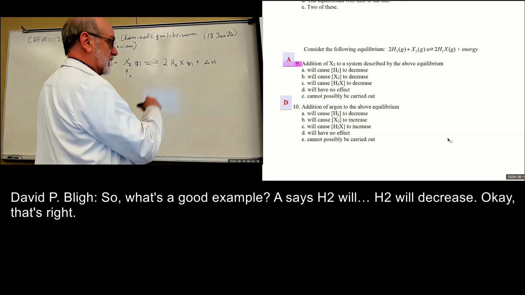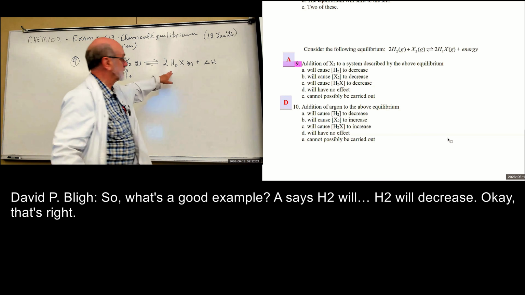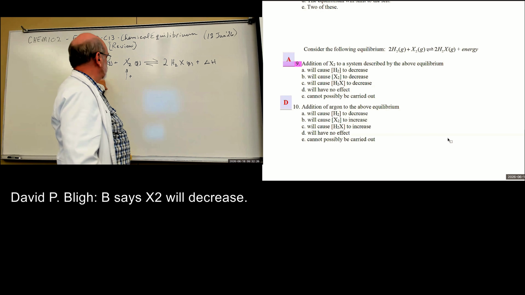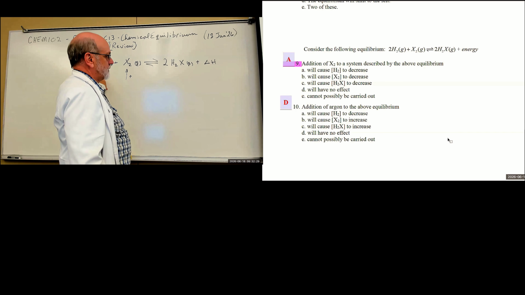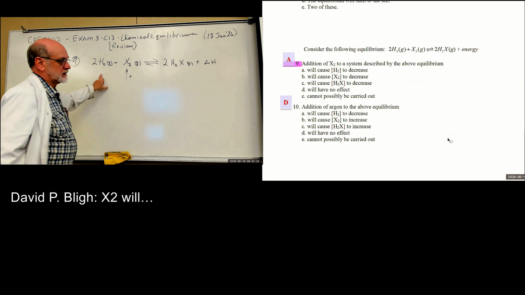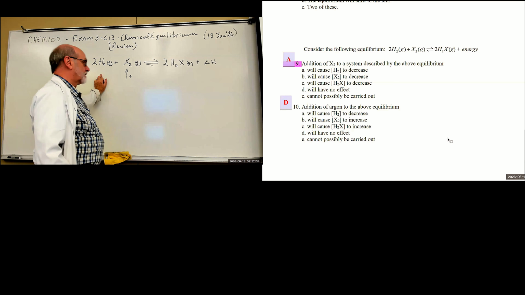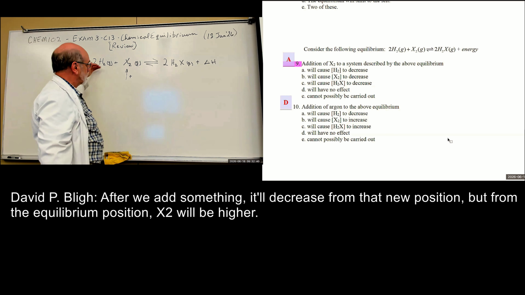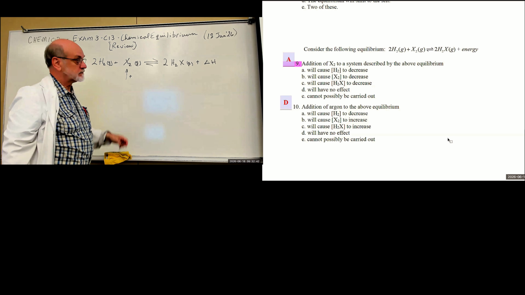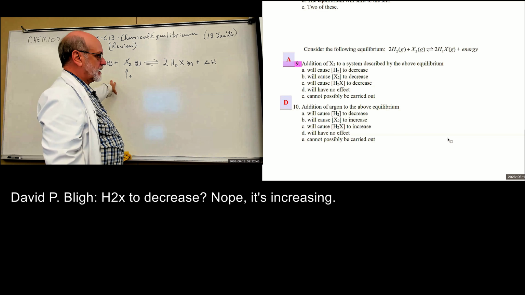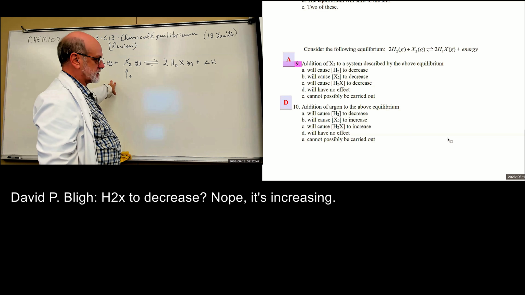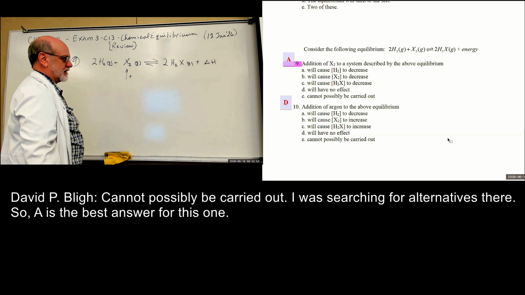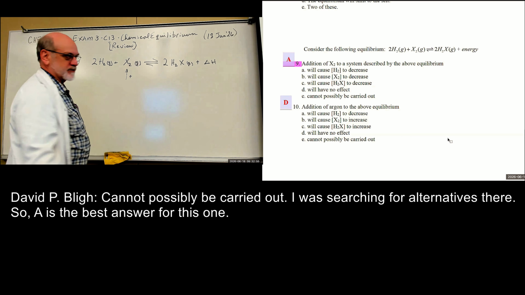So what's a good example? A says H2 will decrease. Okay, that's right. B says X2 will decrease. No. After we add something, it'll decrease from that new position, but from the original equilibrium position, X2 will be higher. So that's not it. H2X to decrease? No, it's increasing. Cannot possibly be carried out. I was searching for alternatives there. So A is the best answer for this one.